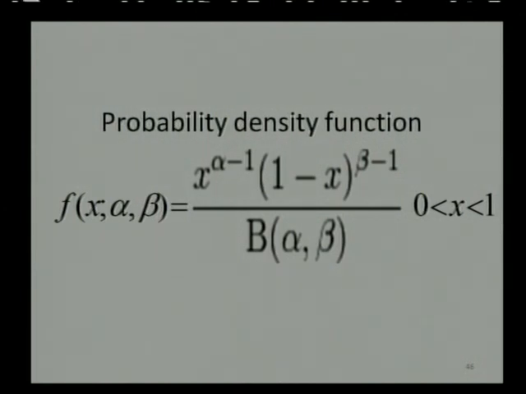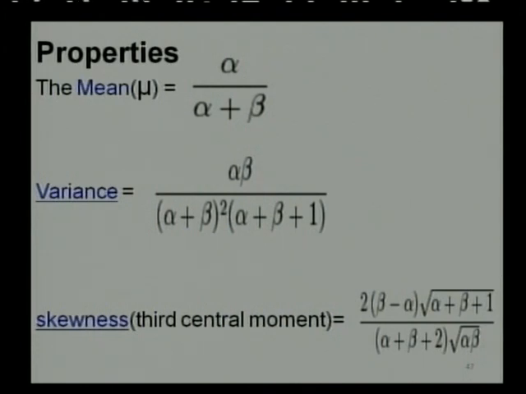Now you can see the probability density function of the beta type 1 distribution, and it has the limit values 0 and 1. 0 is the lower limit and 1 is the upper limit, where B(alpha, beta) is the normalizing constant given by gamma alpha times gamma beta upon gamma alpha plus beta. Some properties are: the mean is alpha upon alpha plus beta, and the variance is alpha times beta upon (alpha plus beta) whole squared times (alpha plus beta plus 1).